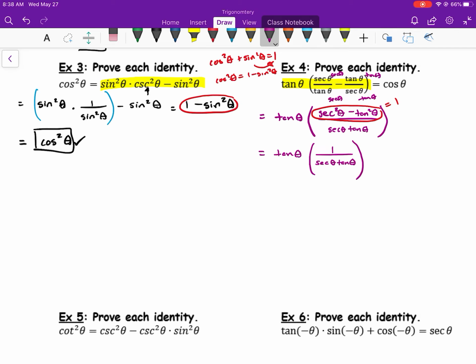So this leaves me 1 over secant theta tangent theta. If I look at this, tangent crosses off with tangent. So I'm left with 1 over secant theta. And if we flip that, I'm going to get cosine of theta.